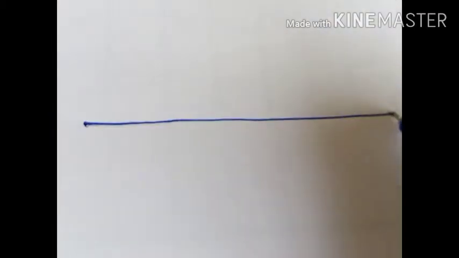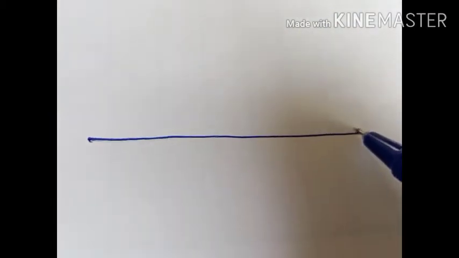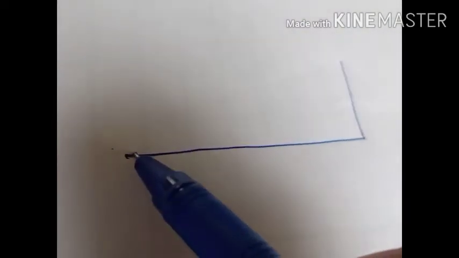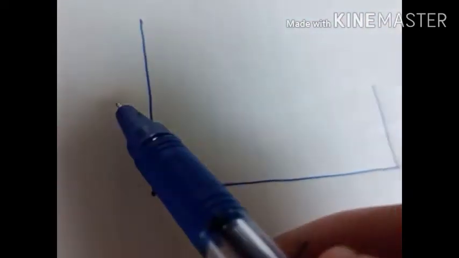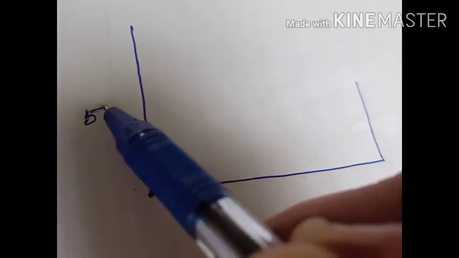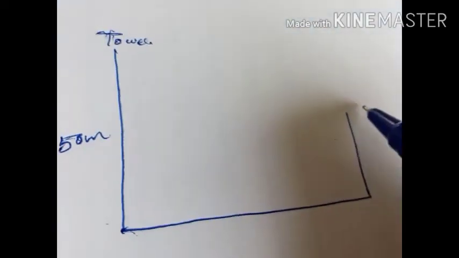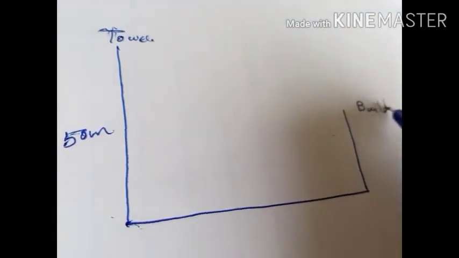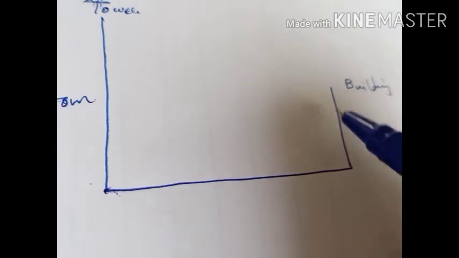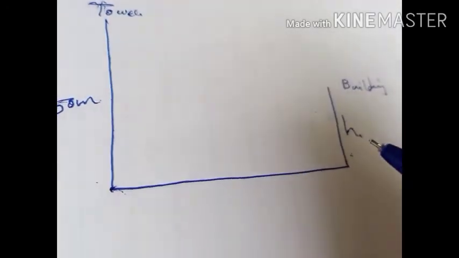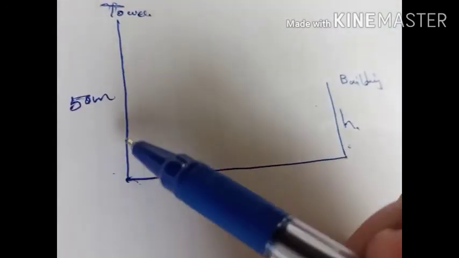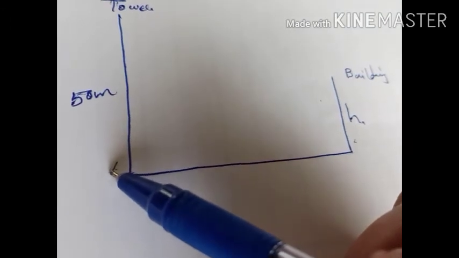According to the question, if this is the ground level, there is a building and a tower. Height of the tower is given as 50 meter. This is the tower and this is the building. We want to find the height of the building, so we can write it as h. Height of the tower is given as 50 meter.